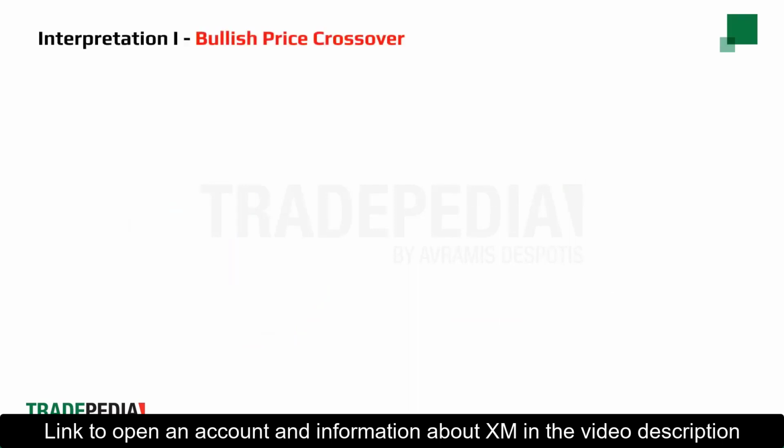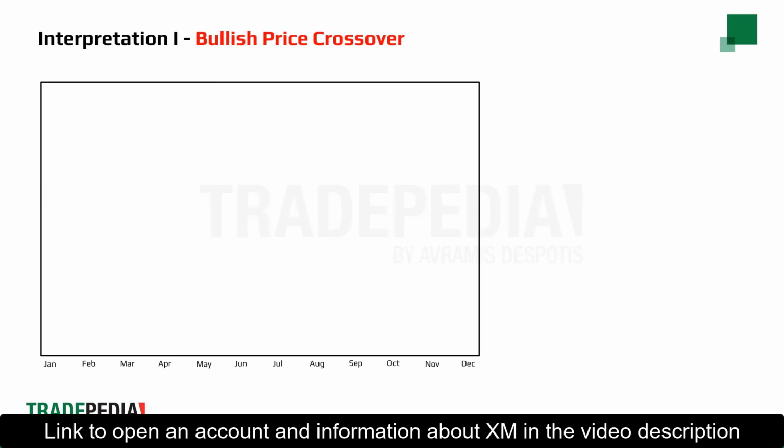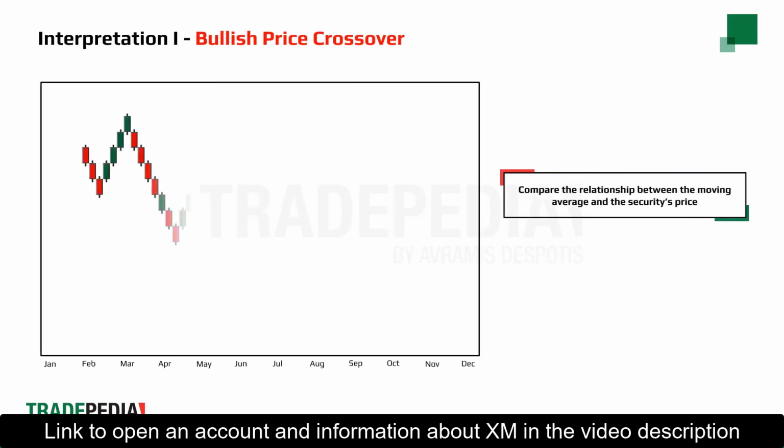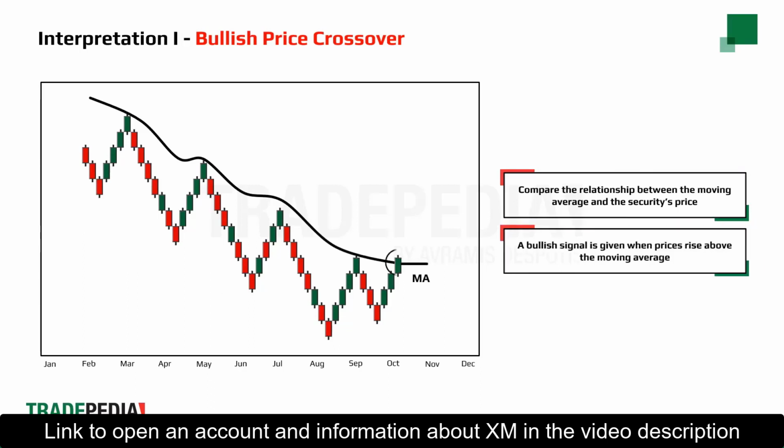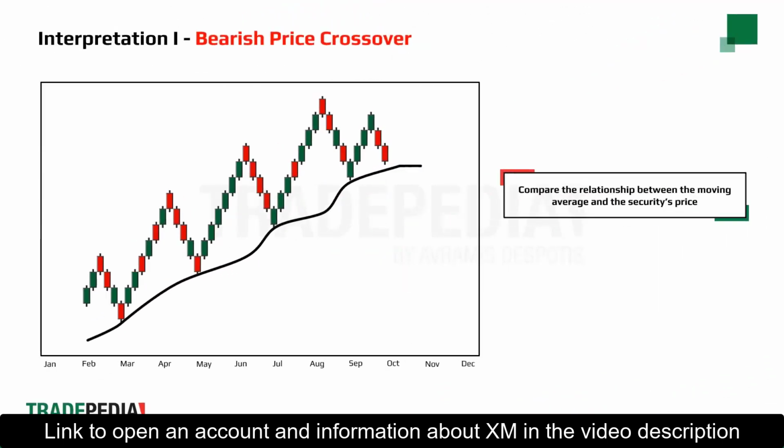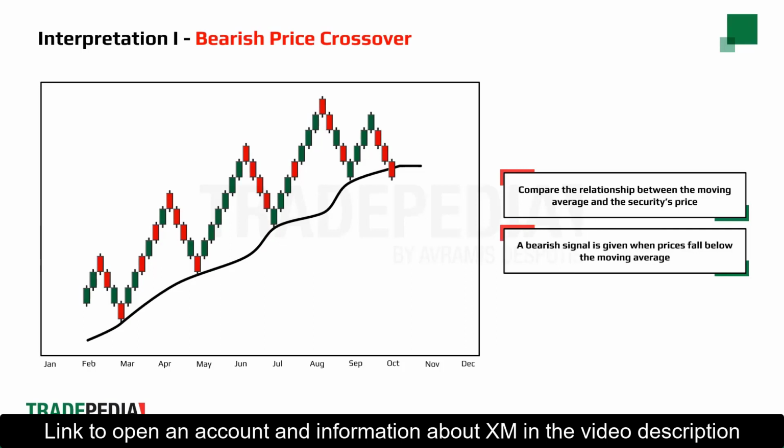Now let us see how moving averages are interpreted. The simplest and most popular method of interpreting a moving average is to compare the relationship between the moving average and the security's price. A bullish signal is given when prices rise above the moving average. On the other hand, a bearish signal is given when prices fall below the moving average.